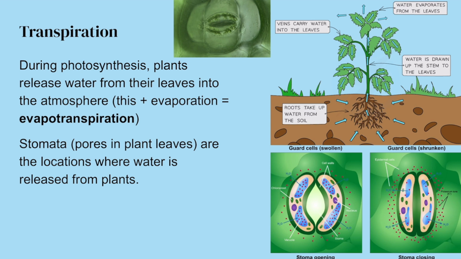So you can refer to transpiration and evaporation separately, or you can refer to them together as evapotranspiration. In this process, plants will take up water through their roots, and it's then drawn up through their stems and moved towards their leaves. The plant leaves have pores called stomata, and this is where gas exchange occurs. CO2 is taken in, oxygen and water is released through these pores, and transpiration is just the release of that water through these stomata into the atmosphere.